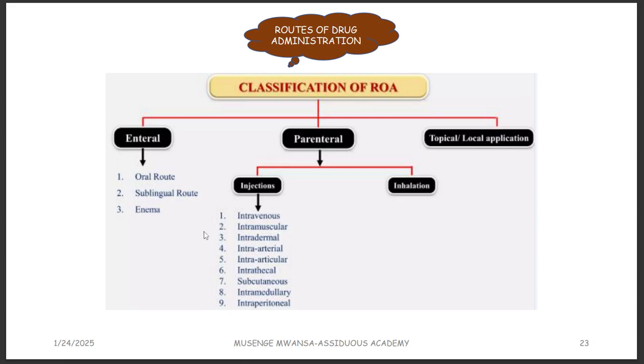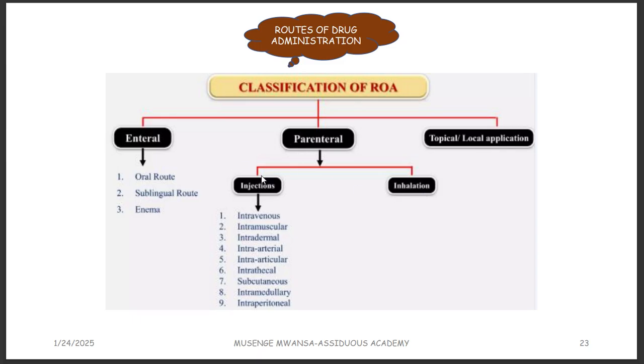It's you getting the drug and putting it at the end of the GIT. You know the end of the GIT. If the beginning is the mouth, where is the end of the GIT? So you also have the parenteral method. The parenteral method can either be injection or inhalation.